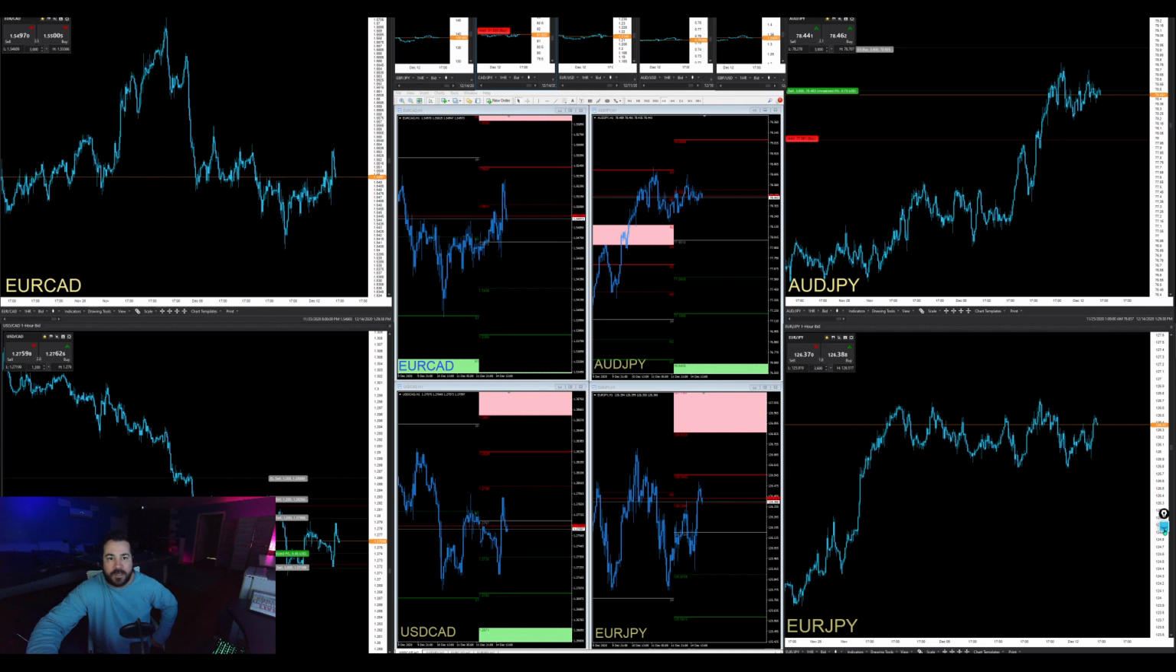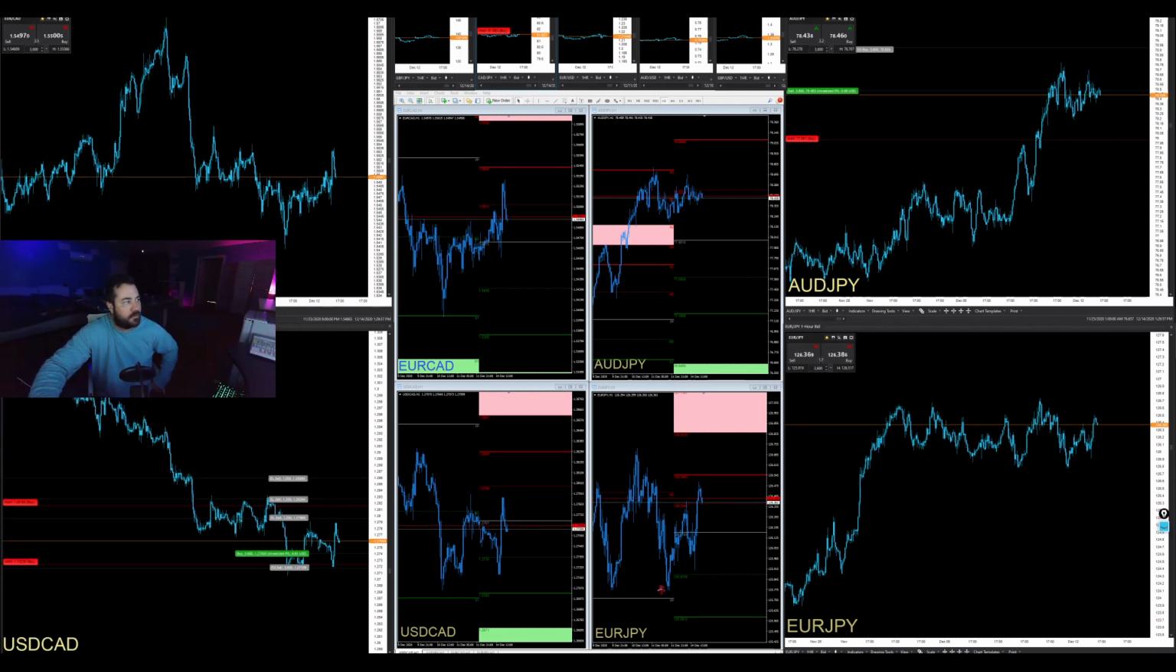Taking you for a quick update on the Four Horsemen. It looks like the USD CAD is struggling to break this level here, which puts us back into a range. We had the same situation happen last week. You can't see it over there. Let me move myself here so you can see a little bit better.